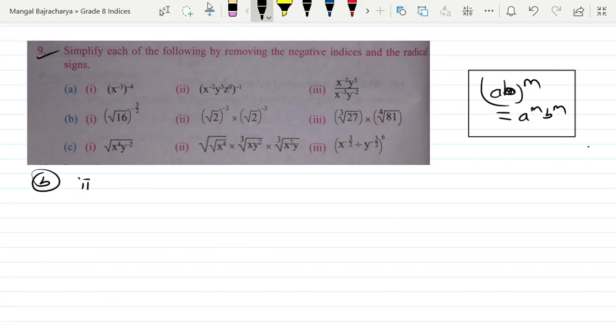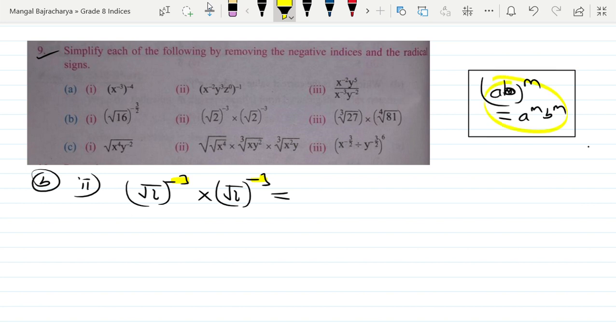So in the second number there is square root 2 whole power minus 3 into square root 2 whole power minus 3 again. So here both are negative 3. So the rule which I mentioned, this we can apply. So there it's the reverse of it: a power m into b power m. If we get that, then ab whole power m you can do, a power m and b power m. So you can write down ab whole power m.